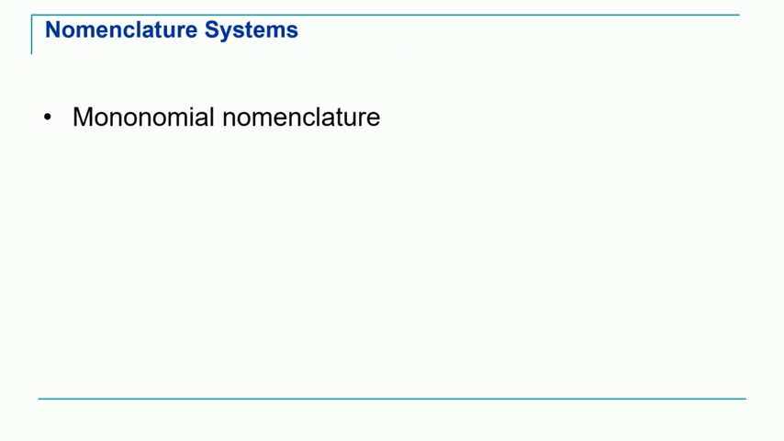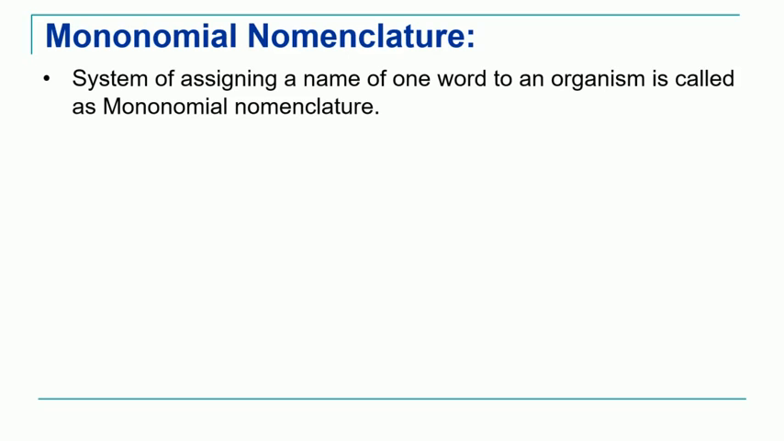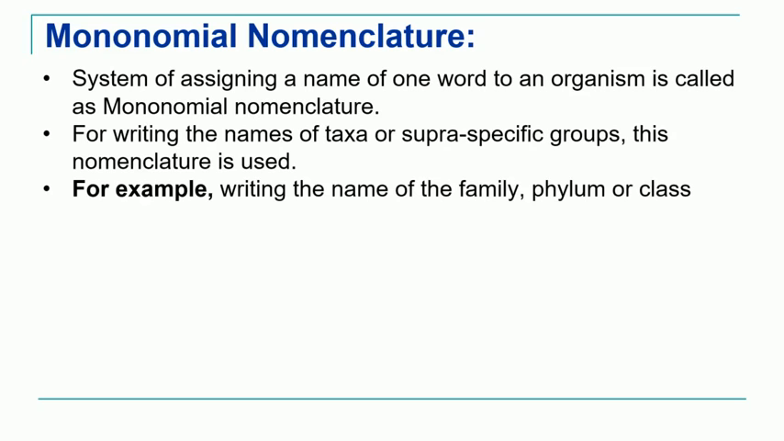There are three types of systems of nomenclature: mononomial nomenclature, binomial nomenclature, and trinomial nomenclature. Let's study the first system, mononomial nomenclature. This is a system of assigning a name of one word. Mono means single, nomial means word. So when you give a one word name to an organism, it is called mononomial nomenclature. This system is used basically for the higher taxa from genus to the kingdom level. For example, for writing the name of a family, phylum or class, you use mononomial nomenclature.